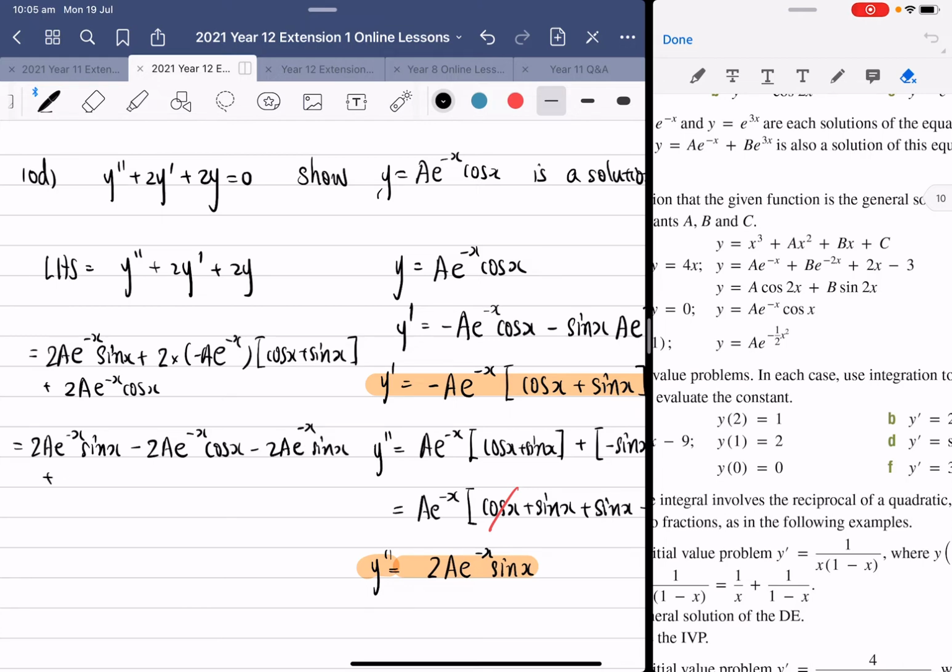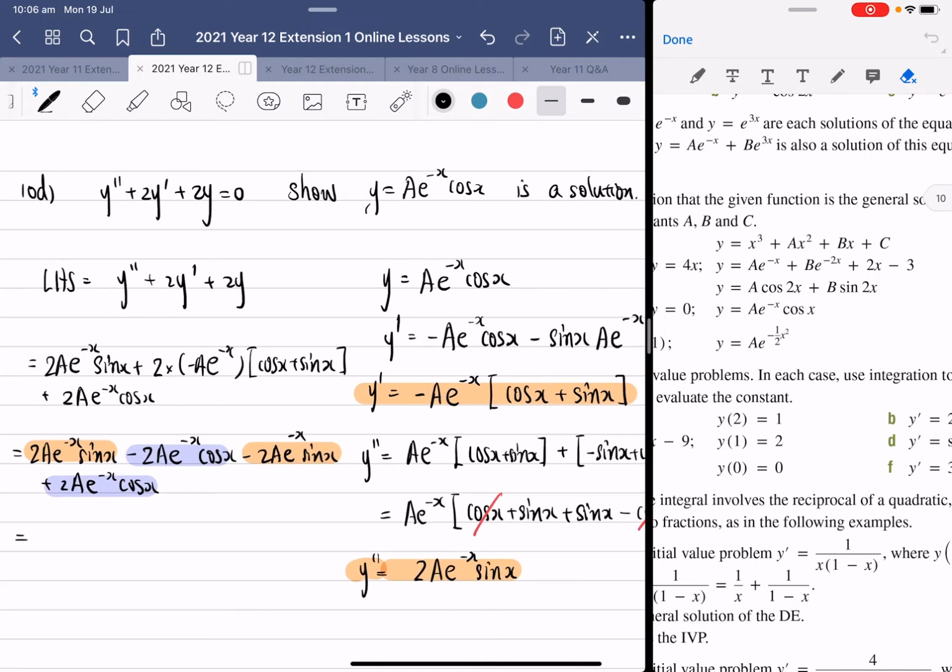Sin x plus 2 e^(-x) cos x. Alright, so after expanding, it looks like we can cancel this term with the terms here, and then the term there with this term here. Okay, so great, perfect. That is equal to 0, which is equal to the right hand side.